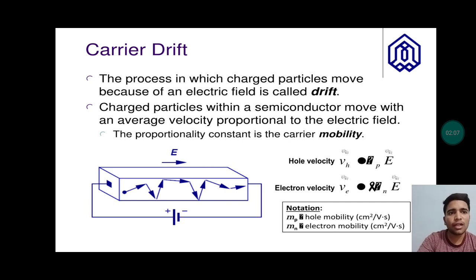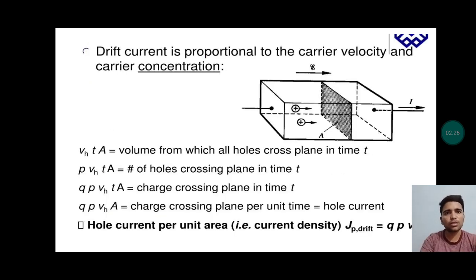Here the hole velocity is Vh, with the notation mu P for hole mobility in centimeter square, and mu N is electron mobility in centimeter square. Drift current is proportional to carrier velocity and carrier concentration.